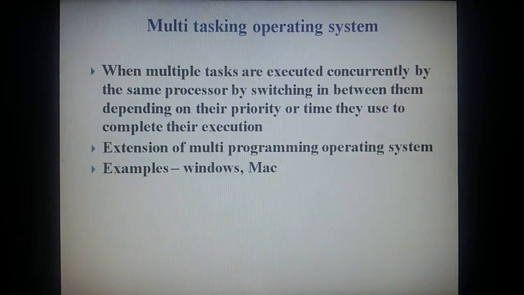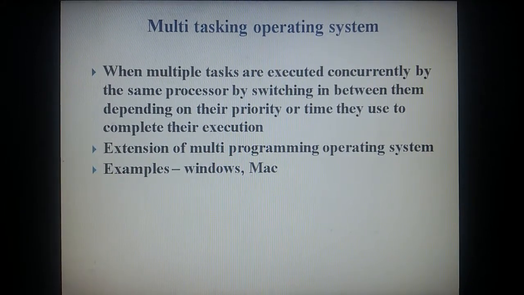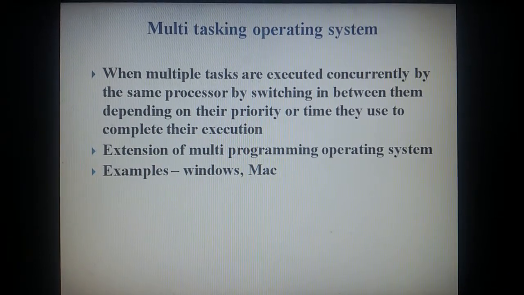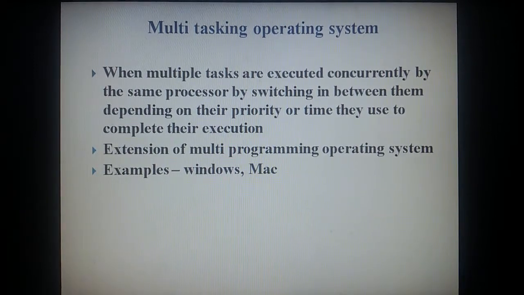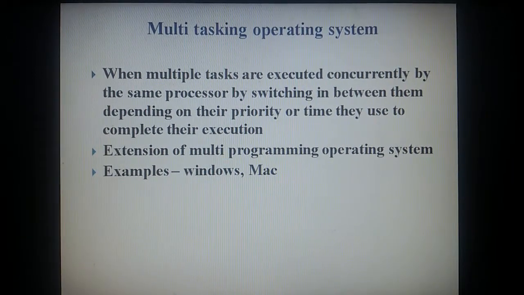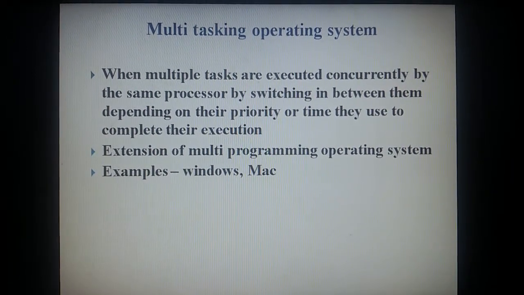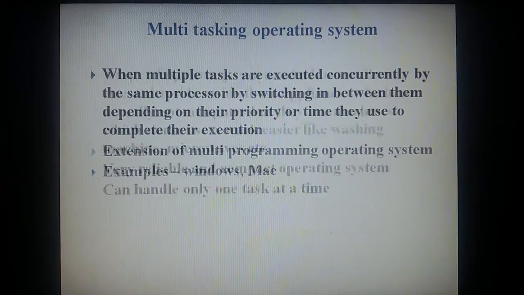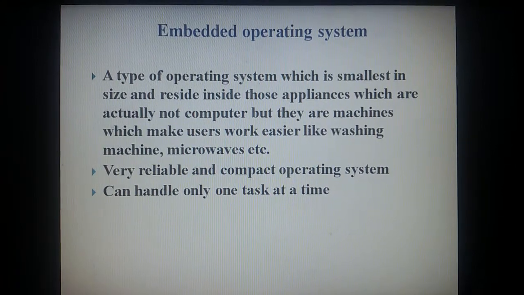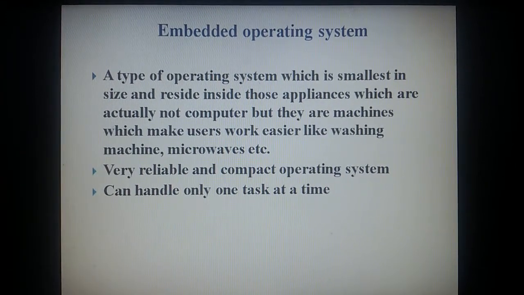Multitasking operating system. When multiple tasks are executed concurrently by the same processor by switching in between them depending on their priority or the time they use to complete the execution. An extension of multiprogramming operating system. Examples, Mac and Windows.